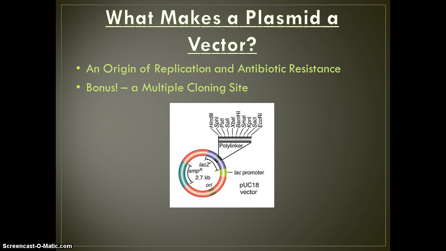Here is the map for a typical vector. Notice it has a gene for resistance to ampicillin, a common antibiotic, an origin of replication so that the plasmid will be reproduced when the cell splits, and a multiple cloning site, which gives the scientists 10 choices of restriction enzymes to use for their cloning experiment.